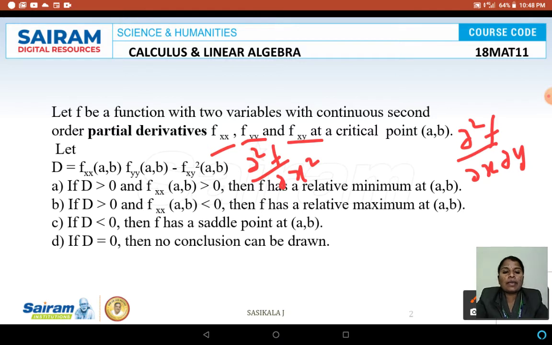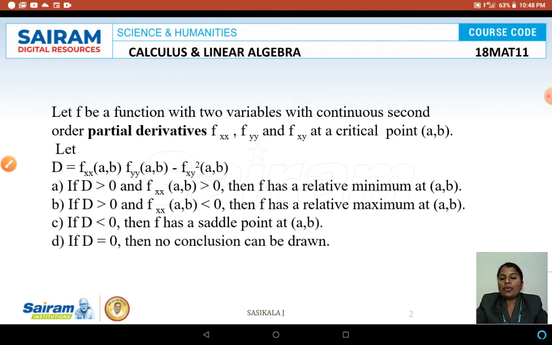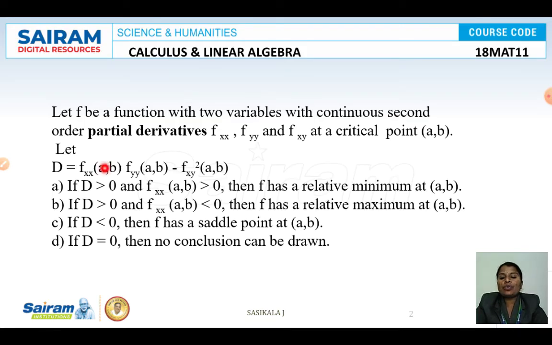Okay, at a critical point (a, b), let D equal fxx(a,b) times fyy(a,b) minus fxy(a,b) squared. Whatever critical point you get, that critical point is to be substituted into fxx at (a, b) and fyy at (a, b). You multiply those, and then minus fxy(a,b) the whole squared. Then we will get the following relations.